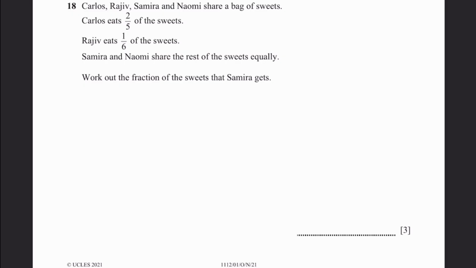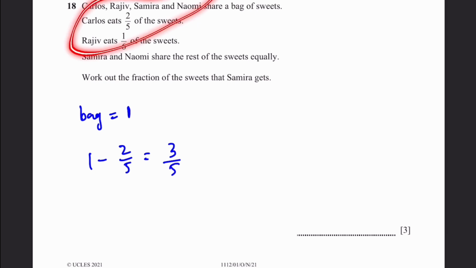Carlos, Rajiv, Samira, and Naomi share a bag of sweets. Carlos eats 2/5 of the sweets. Rajiv eats 1/6 of the sweets. Samira and Naomi share the rest of the sweets equally. Work out the fraction of the sweets Samira gets. Okay, so the bag of sweets is equal to 1 part. So 1 minus 2 by 5 is equal to 3 by 5. That's the remaining after Carlos eats it.